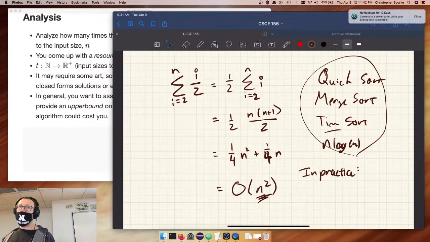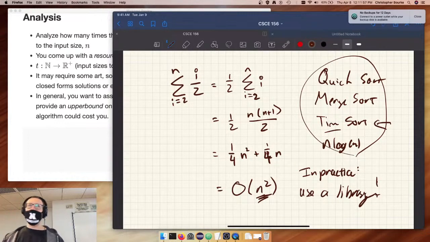Yes, if you were to write your own sorting algorithms, you would want to look at this arena. But do you want to write your own sorting algorithms? In practice? Nope. Use a library. Right? Okay. So we'll continue.